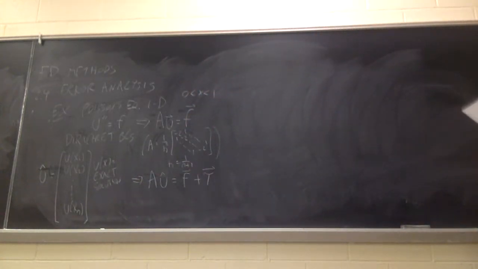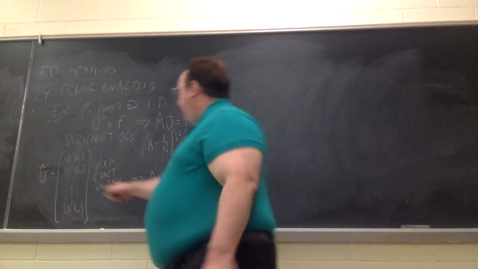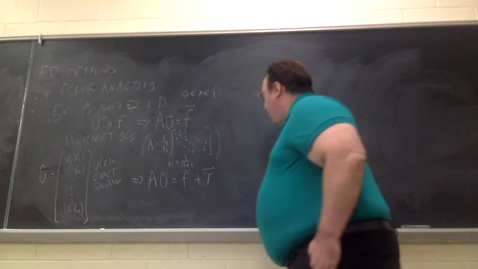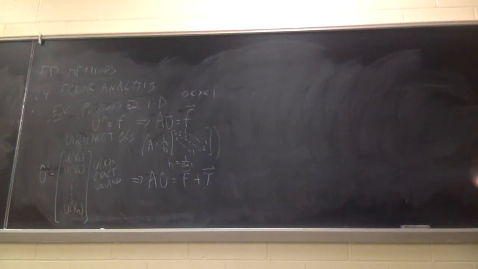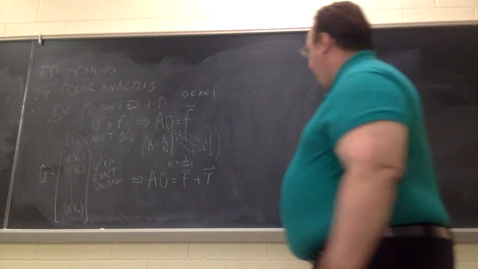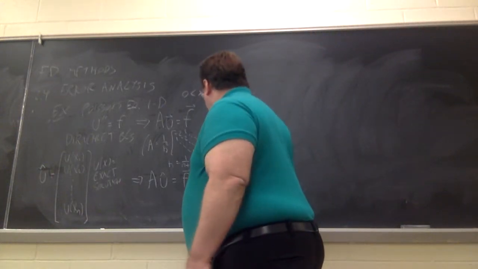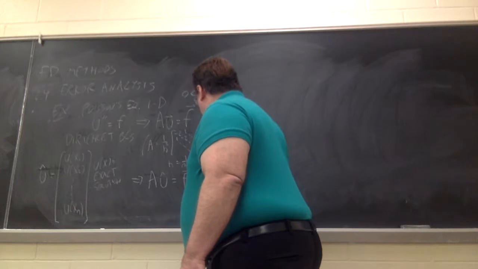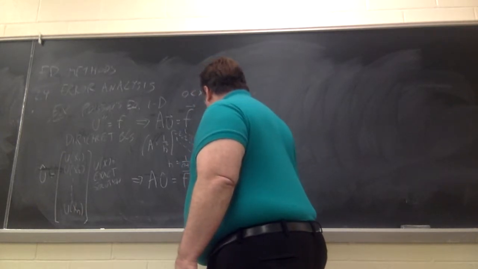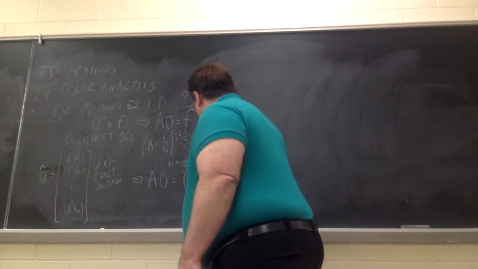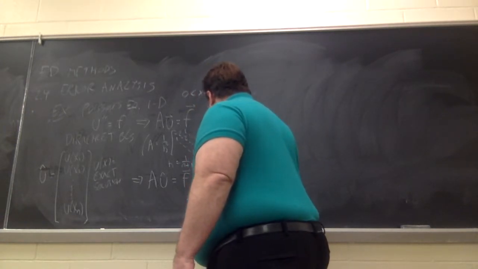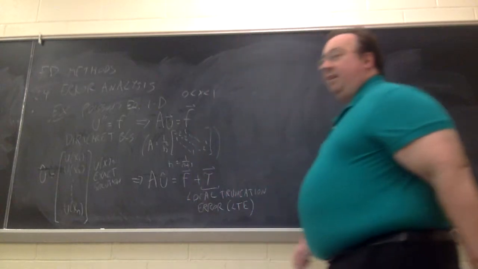Now, the vector tau is a very important entity in error analysis, important enough to give a name. This is called the local truncation error, or LT.